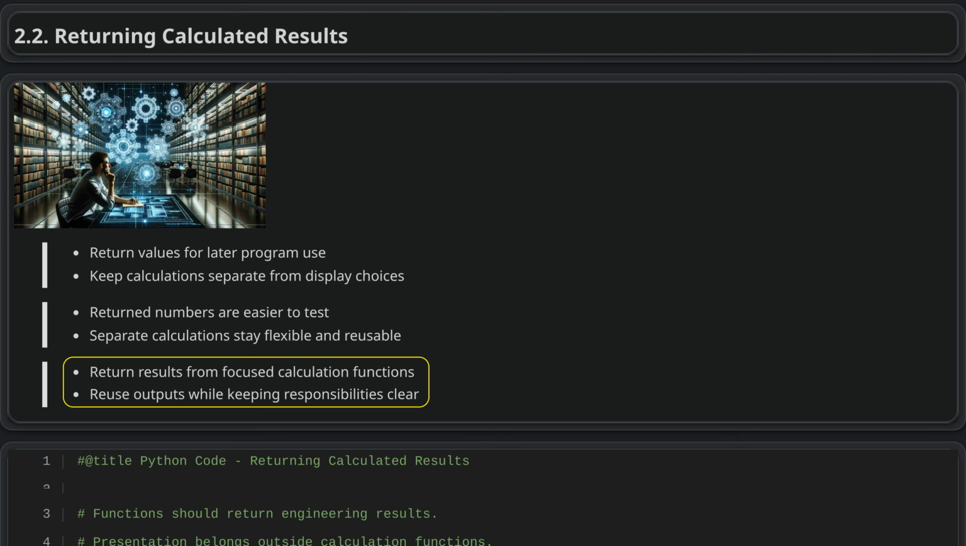A function should take inputs, perform its calculation, and hand back a result that other parts of the program can use as needed. This reduces hidden dependencies, improves adaptability, and helps separate the work of computation from communication or interface design.